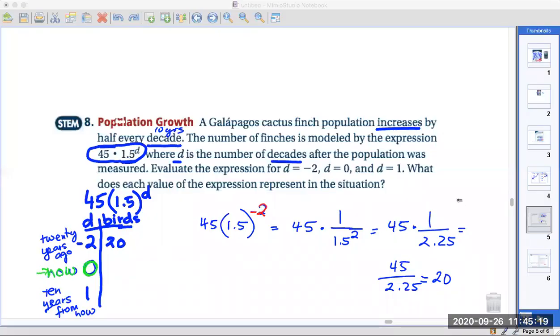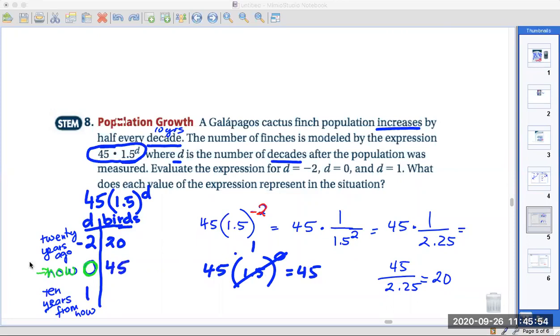All right, so 0. That's our starting point. That's now. How many birds do they have now? I already know it's 45 because that's how these rules look, but let's just try it. 45 times 1.5 raised to the power of 0, d is 0. So now this is turning into a 1, because anything to the power of 0 you can replace by 1. 45 times 1 is simply 45. So I already knew that.